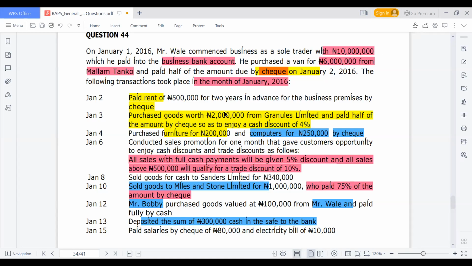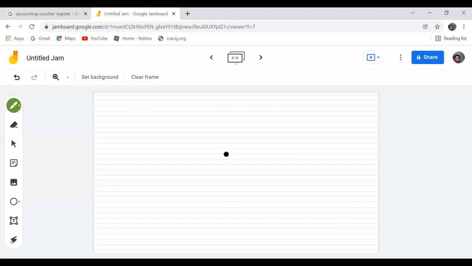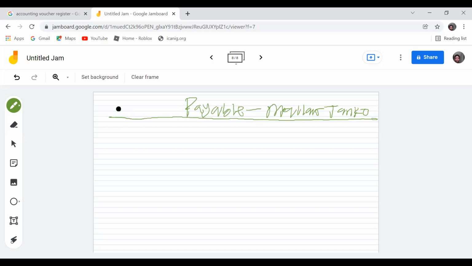So the next day he paid. Another thing that we need to do first before we go further is to maintain Mr. Tanko's account, which is a payable because we are owing, a trade payable. So I can say payable, and we are going to make mention of the name because you can have many payables. Malam Tanko. This is a liability account. So your debit side and your credit as well.